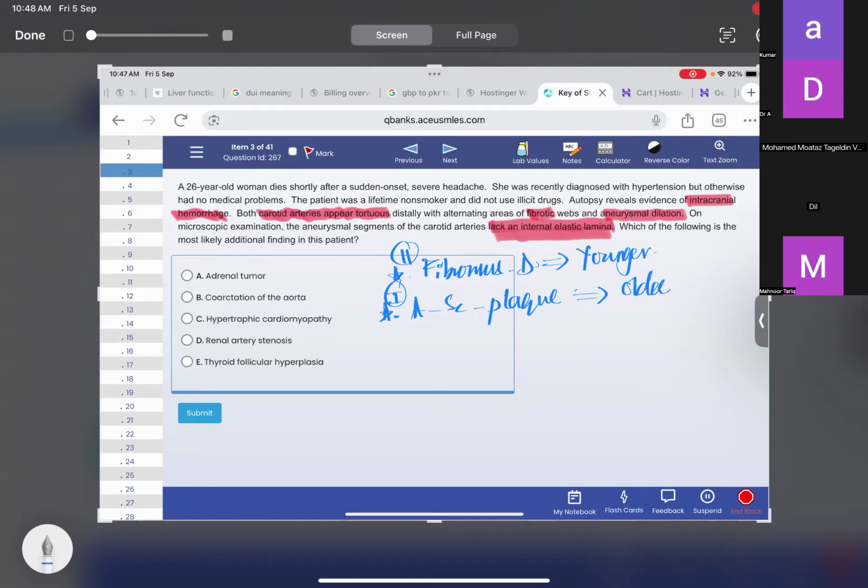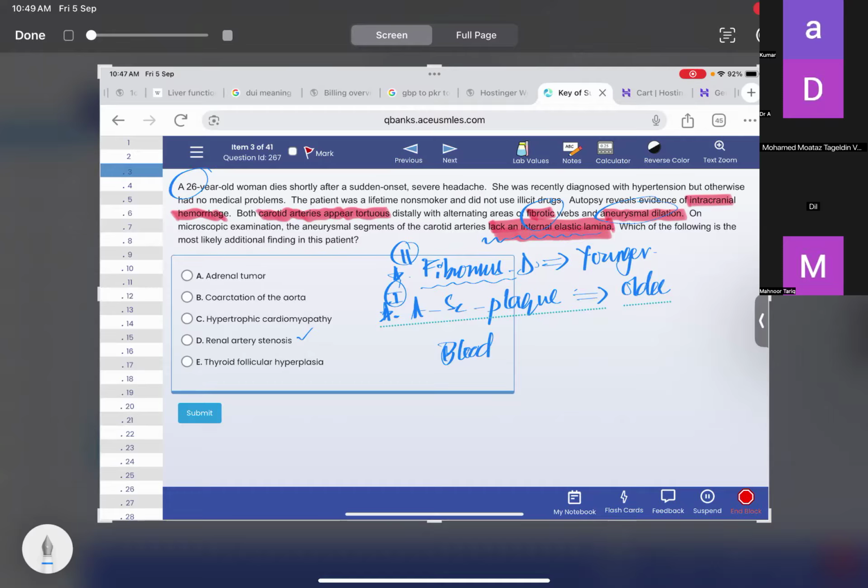So we have young women. We almost got our answer because we have fibromuscular dysplasia and we have a 26-year-old woman, right? And the important point over here is lack of internal elastic lamina. And because of the fibrosis in the blood vessels, we develop aneurysmal dilatations. Okay.